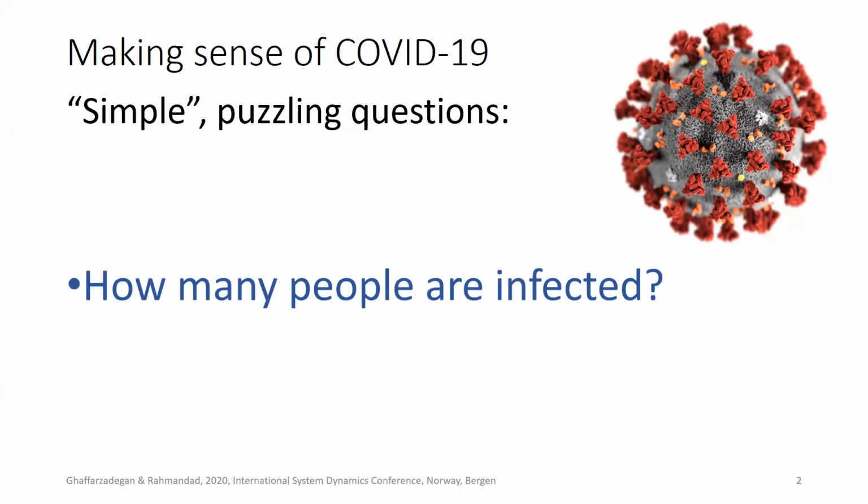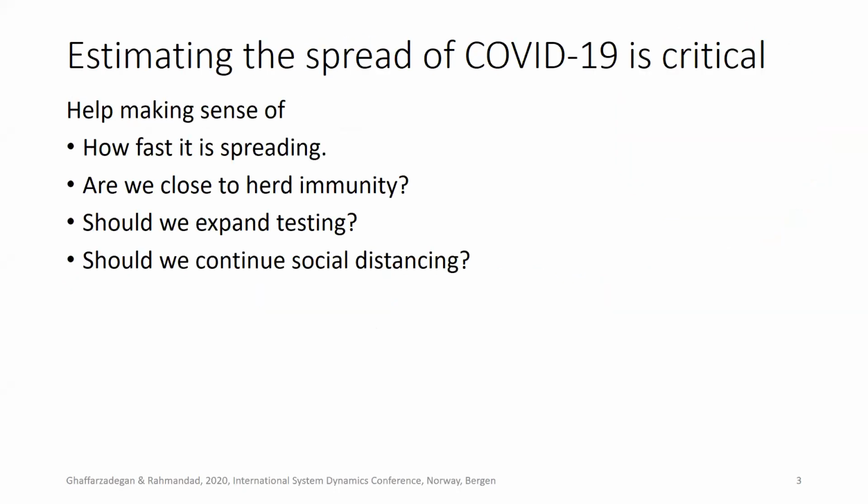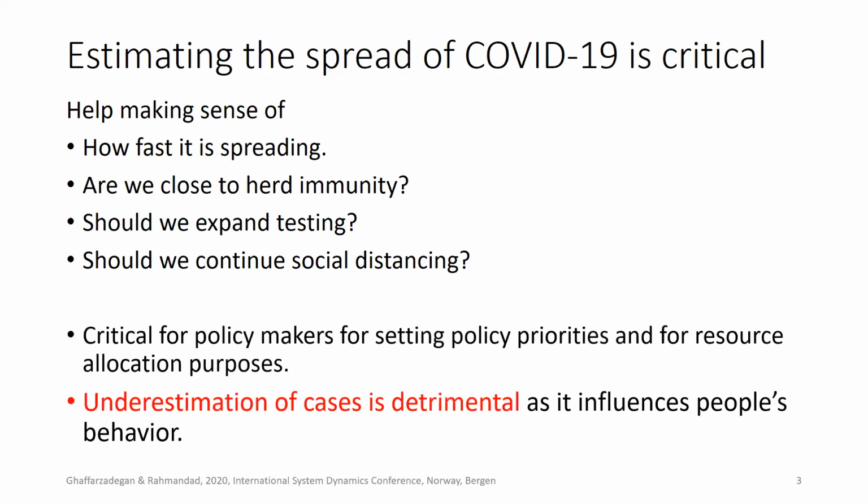Within the same line, you can ask the question of how many people have died from COVID-19. That's also a challenging one because not everybody who has died was confirmed by tests before death. From a policymaking standpoint, we like to have good estimates because we are dealing with several important decisions. We like to know how fast the disease is spreading. Are we close to herd immunity? How much should we allocate our resources in different locations for testing, how long should we continue our social distancing, how long should we have our schools closed? So this is a very critical question.